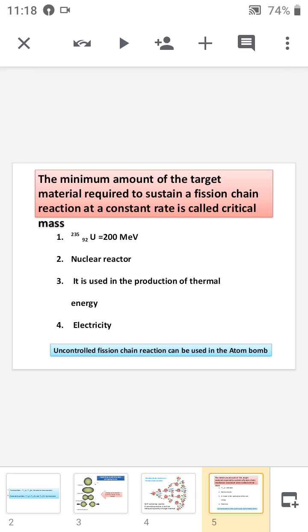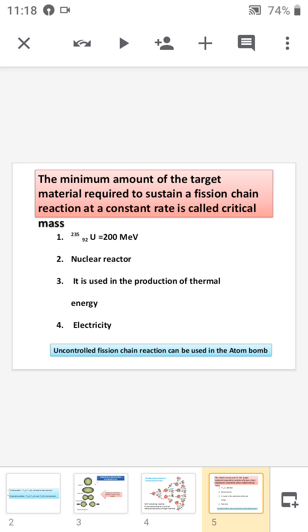If you are using uranium 235 as the fissionable material in a nuclear reactor, we will get 200 million electron volts of energy. Using this principle, the nuclear reactor has many applications. It can be used for the production of thermal energy, for constructive purposes, and also for the production of electricity.